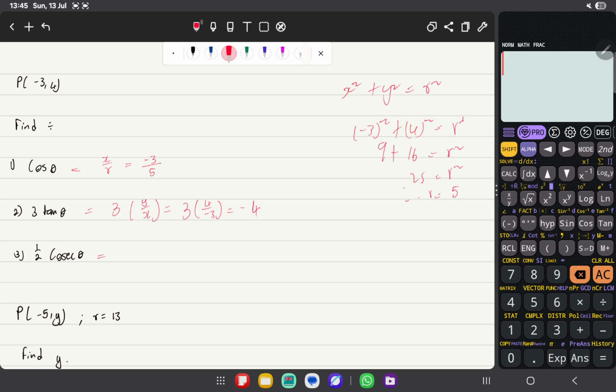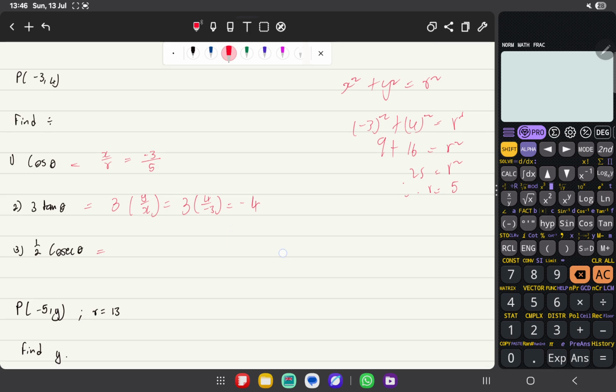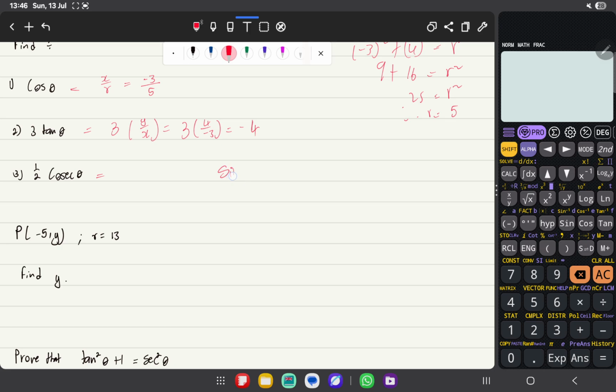Cool. So this now brings another idea. We have this thing called reciprocal ratios, right? So you have sine theta, cos theta, tan theta, and then you will have your cosec theta, you'd have your sec theta, and I think this is cot theta, right?